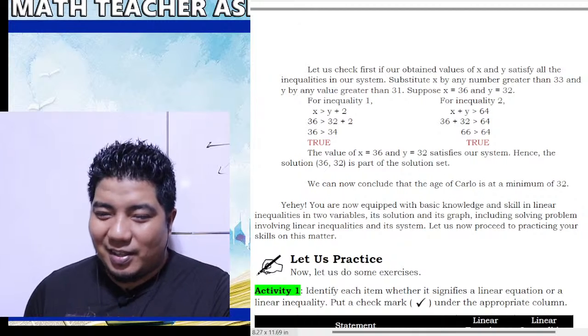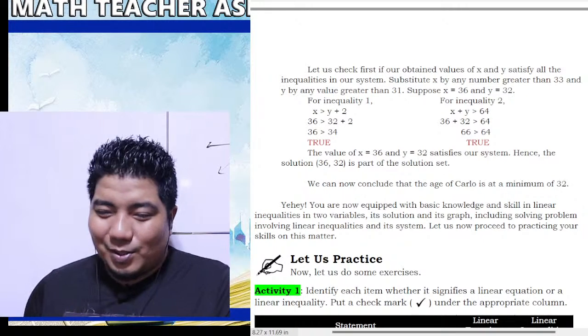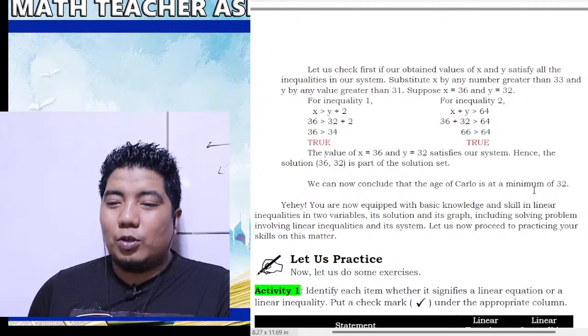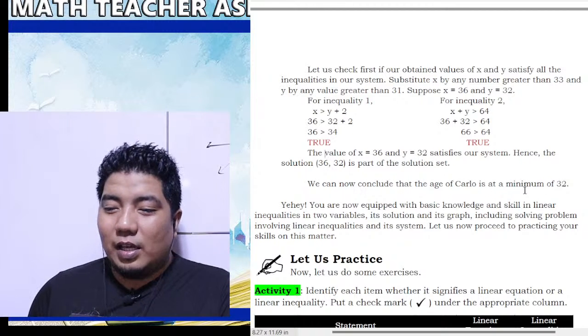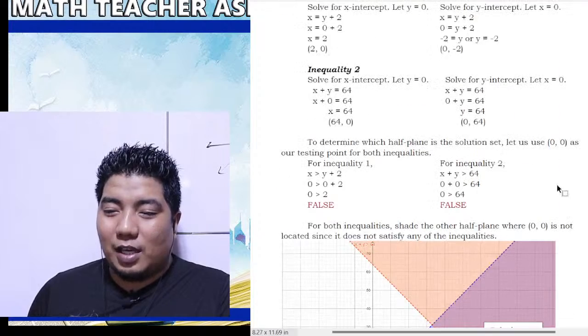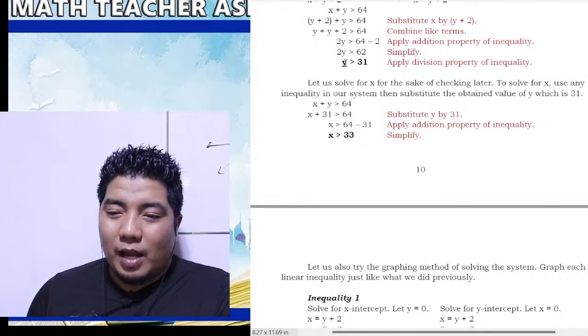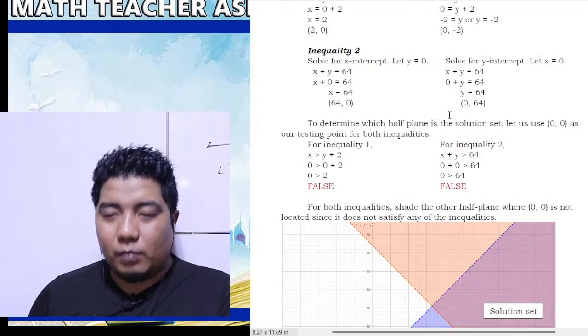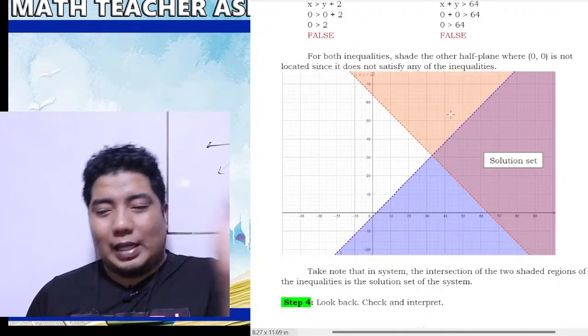Okay. Sige. So, let us continue. So, now, that is how you get the answer. So, we can conclude now that the age of Carlos is at a minimum of 32. Bakit 32? Kasi si Y man si Carlos at sabi dito kay Y is greater than 31. So, magsisimula tayo kay 32 pataas.